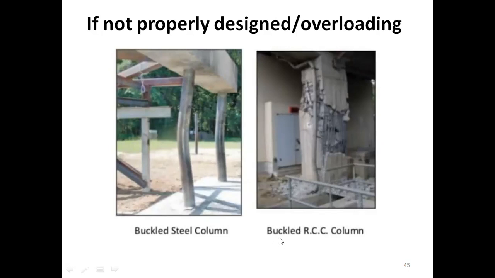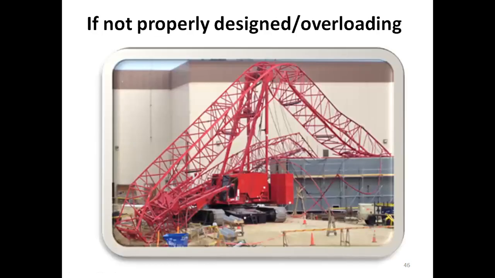Similarly, here you see a buckled reinforced concrete column, and you could see the broken concrete here and the steel bars. So it has not been properly designed for the weight above it, that is why it has failed. If we are not properly designing, or we are not taking into account the loading or the overloading that would happen on the component, then you would see a failure.